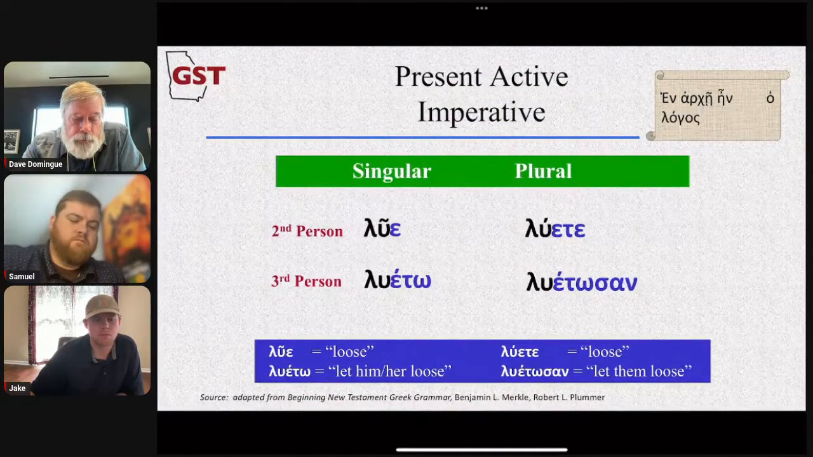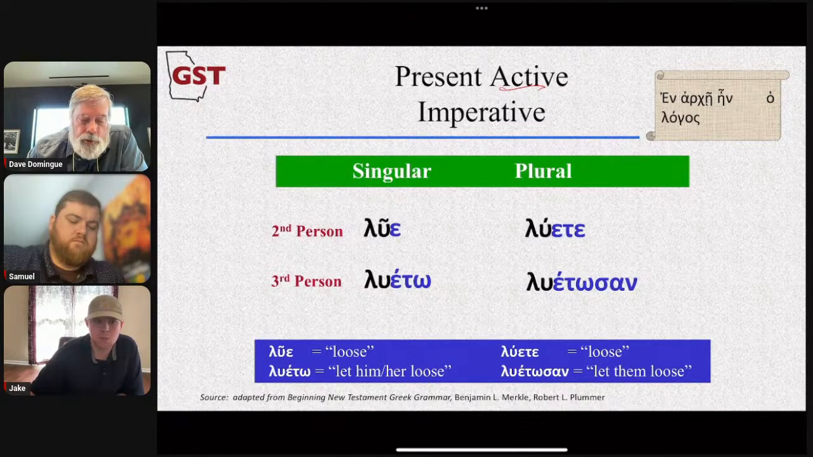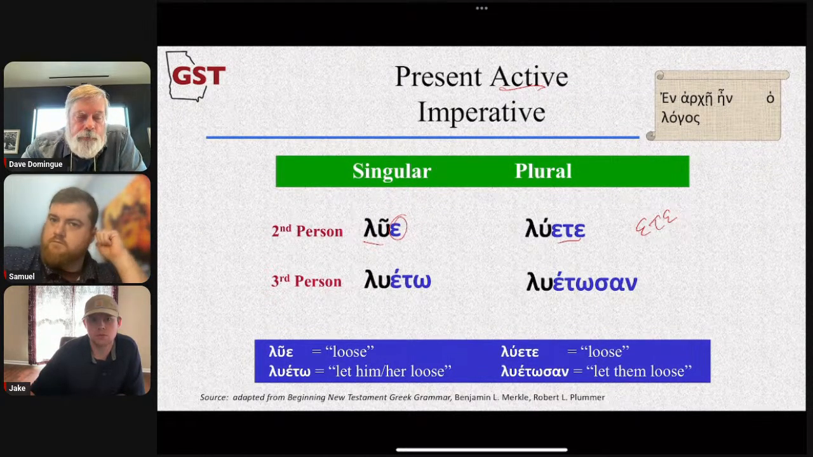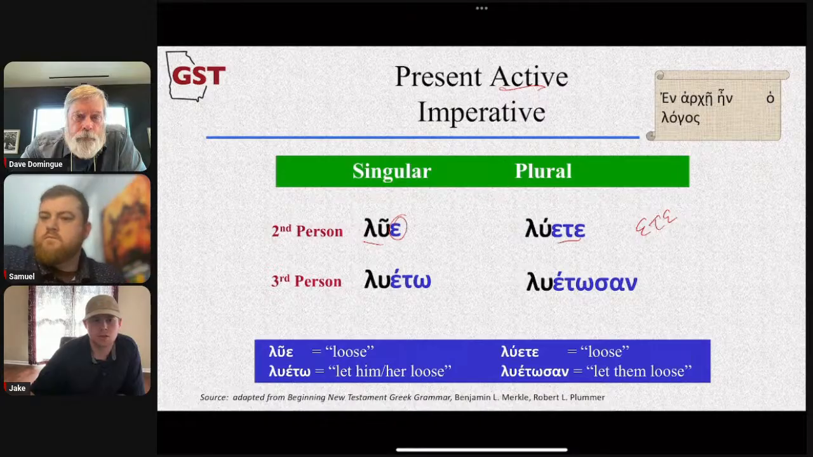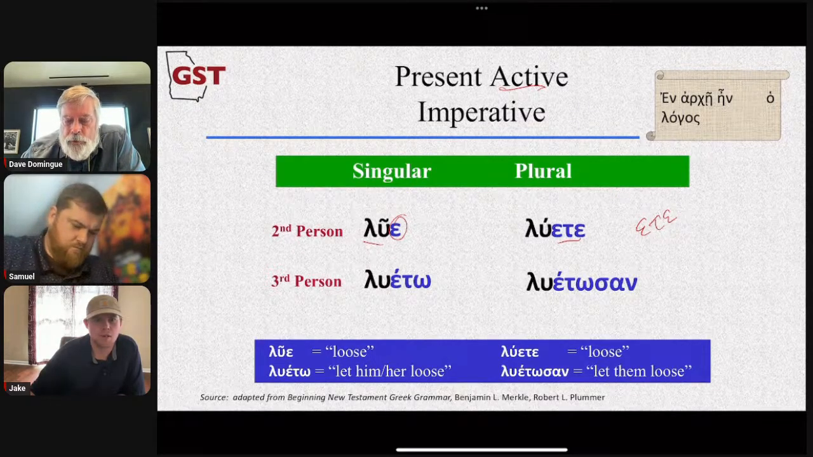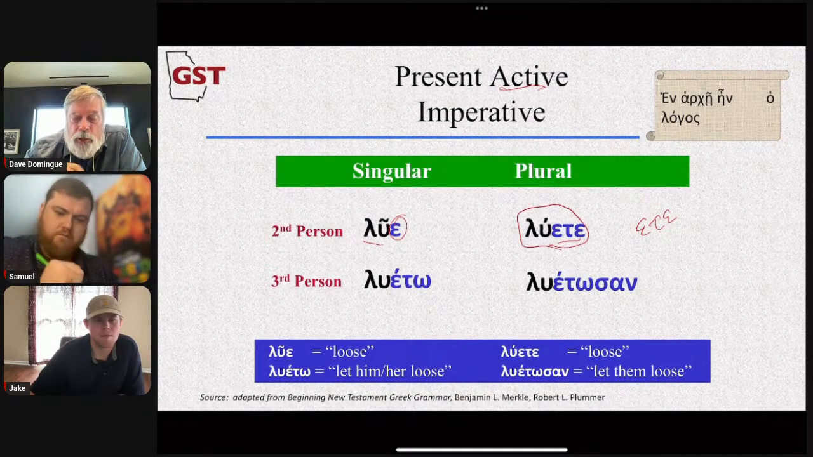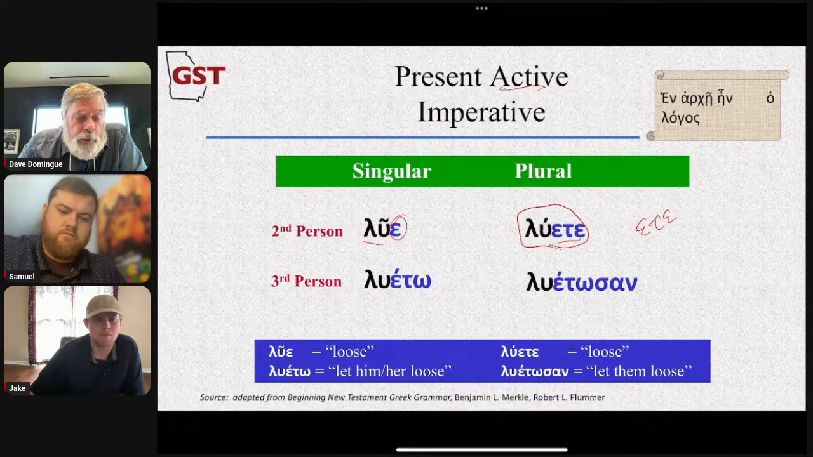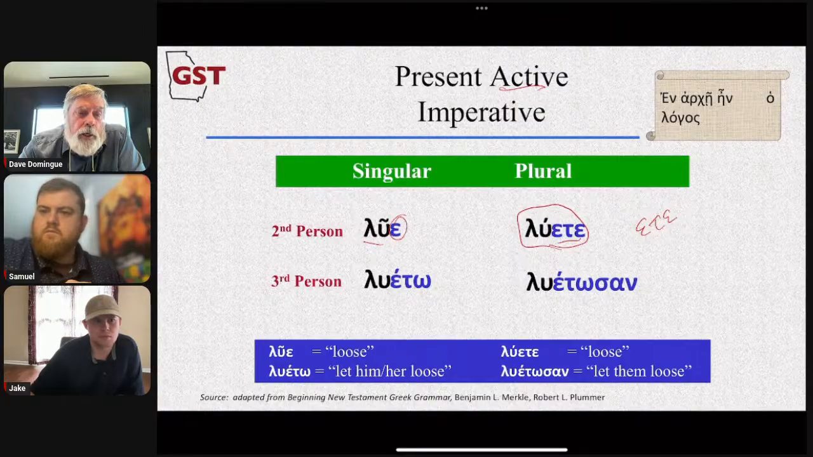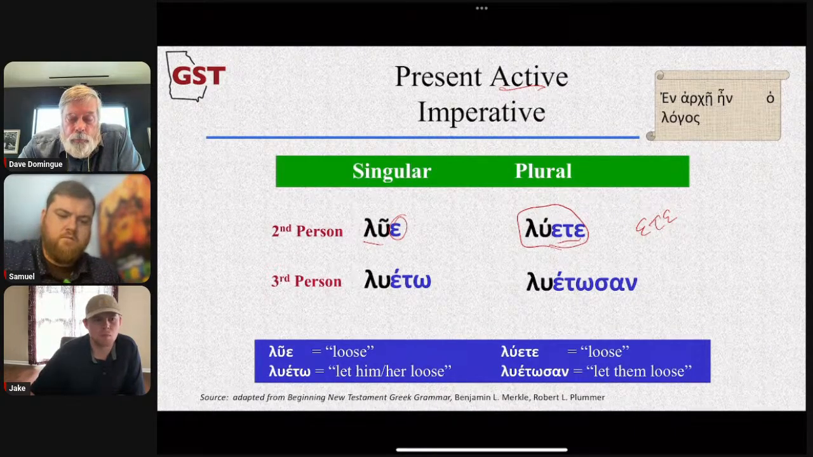Let's build on what we know so far. So the present active imperative, we see our second person singular lu e, and in the plural ete. Now we see the lu ete. Where else do we see that other ending? Second person singular, indicative. So this can look like a second person singular indicative mood. And so the only way you're going to know the difference is going to be context. And in most cases, context will help you be pretty clear, but not in every case.